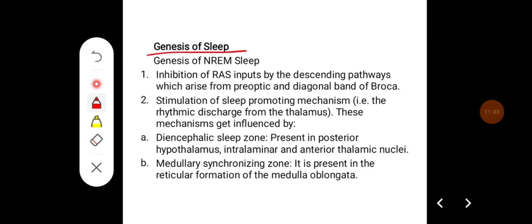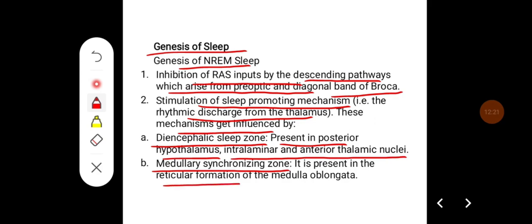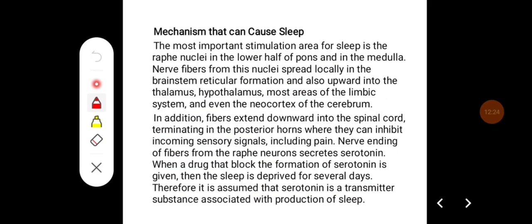Genesis of sleep. Genesis of NREM sleep: inhibition of reticular activating system inputs by descending pathways which arise from the preoptic area and diagonal band of Broca. It also occurs because of the stimulation of the sleep promoting mechanism, that is the rhythmic discharge from the thalamus. These mechanisms get influenced by the diencephalic sleep zone and the medullary synchronizing zone. The diencephalic sleep zone is present in the posterior hypothalamus, intralaminar and anterior thalamic nuclei, whereas the medullary synchronizing zone is present in the reticular formation of the medulla oblongata.